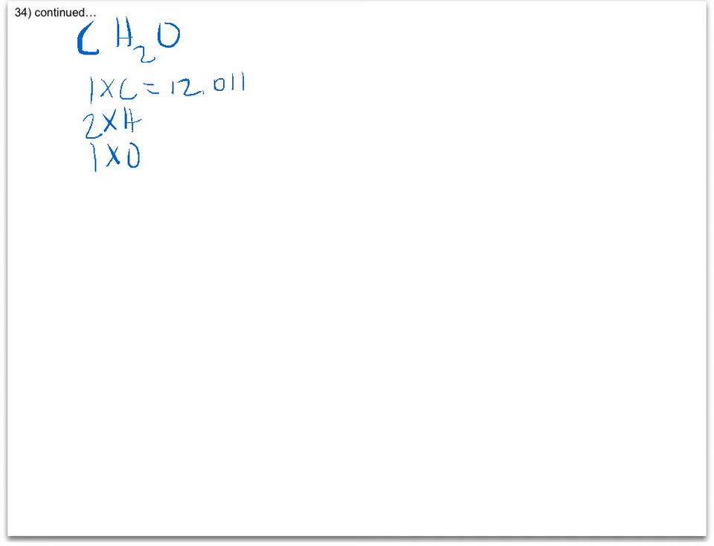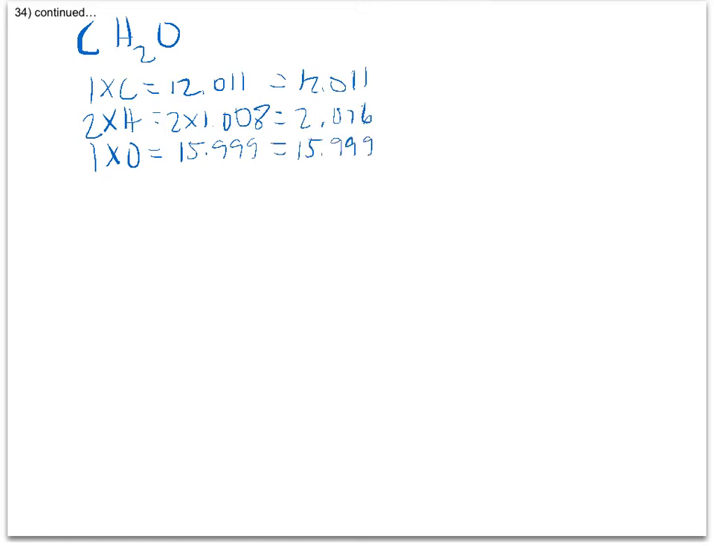So that's 12.011, and that's 2 times 1.008. Should I erase that and make that better? 1.008, and that's 15.999. Alright, so we have 12.011, and we have 2.016, and we have 15.999, and we need to add all those together, and we get 30.026. Okay.